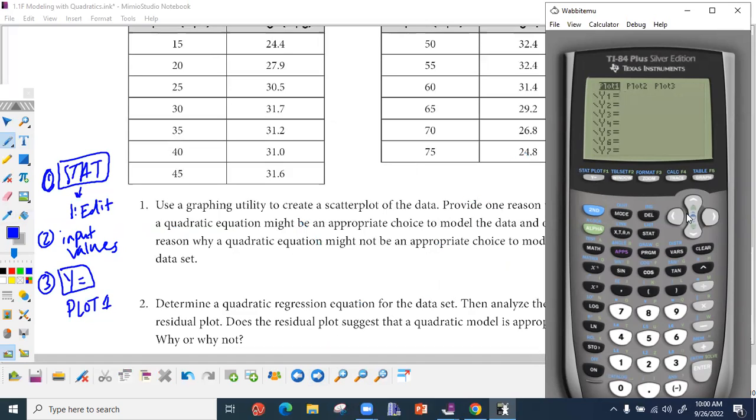It's exactly the same things we've been doing the entire time. Nothing's changed. And we're going to press zoom 9 to see our scatter plot. Like a little M, a little bit of a McDonald's sign. All right, so in part 1, it wants you to justify why we could use a quadratic. So give me a reason why a quadratic may work, and then give me a reason why a quadratic will not work.